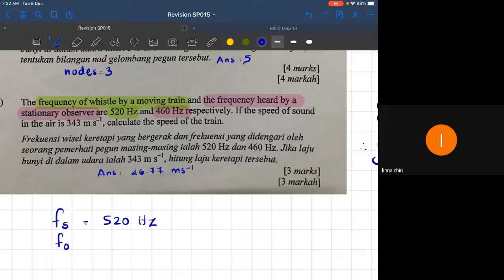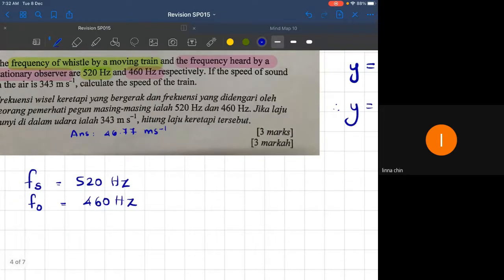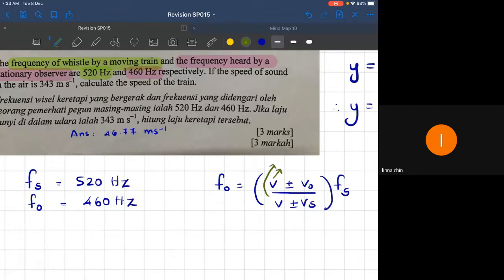By the way, the formula macam ni tau. Formula tu adalah frequency of observer, maksudnya orang yang dengar tu, sama dengan V plus minus V naught over V plus minus Vs, darab frequency of source. Di mana V ni adalah speed of sound in air, and then V naught ni adalah velocity of observer, maksudnya orang yang dengar tu dia punya velocity berapa, and then Vs adalah velocity of source.